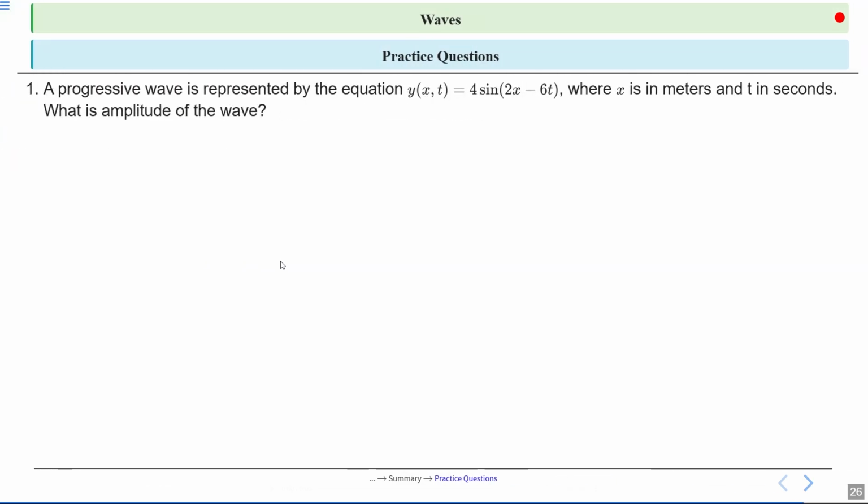Now we have some practice questions. First, a progressive wave is represented by the equation y of x, t equal to 4 sine 2x minus 60t, where x is in meters and t in seconds. What is the amplitude of the wave? Second, calculate the angular frequency omega of the wave equation y of x, t equal to 4 sine 2x minus 60t.